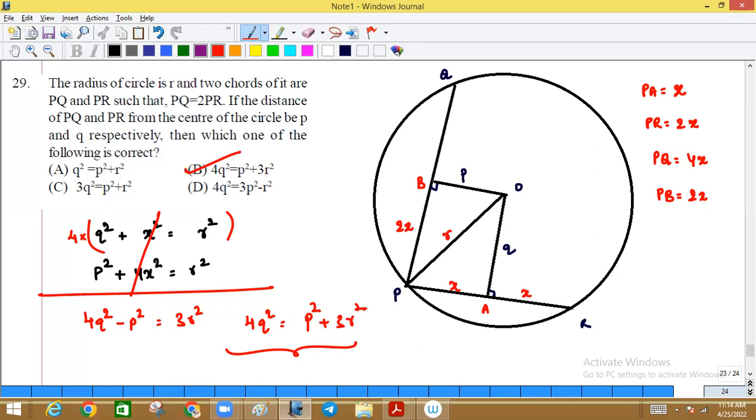I'm starting the sum by assuming that PA is equal to x. Therefore, PR becomes 2x and PQ is double of PR. Whatever the half of the chord here, that becomes double there.